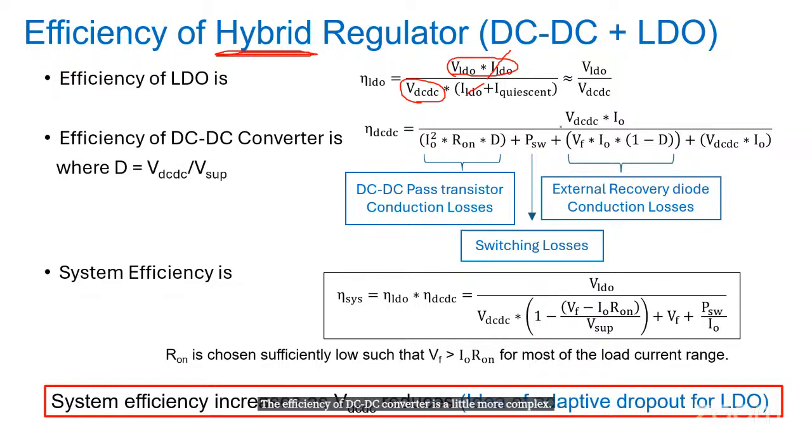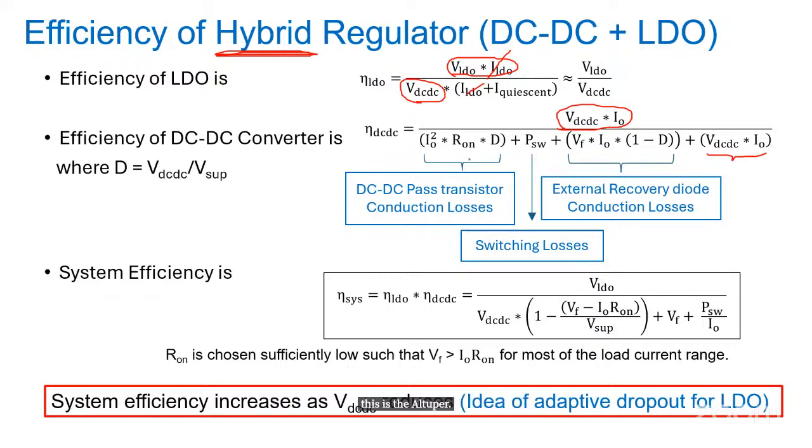The numerator remains the same because this is the output power of the DC-DC. You have VDC-DC into IO, but then the total power dissipation, or power wastage, input power, can be split into multiple components. So this is the output power.